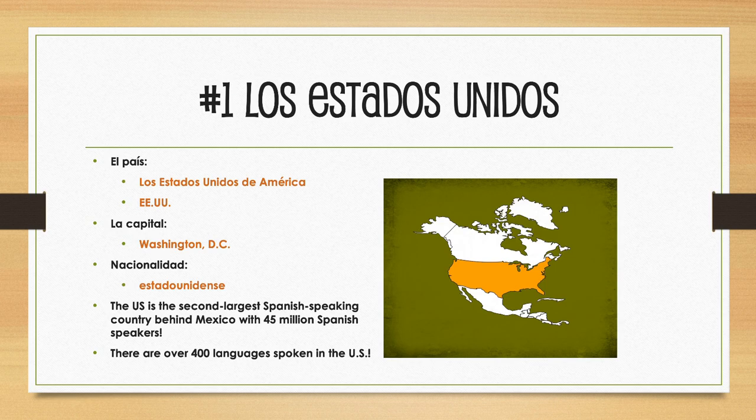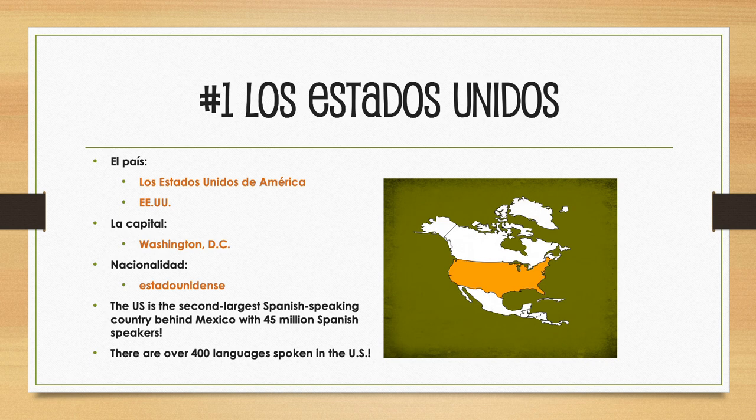The first Spanish-speaking country is Los Estados Unidos, the United States. The full name of the country is Los Estados Unidos de América, and it is abbreviated in Spanish EE.UU. In Spanish, if a word is plural and you abbreviate it, you put 2 of that letter. So EE for Estados, plural, and UU for Unidos, plural. The capital city is Washington, D.C., and our nationality in the U.S. is considered estadounidense. Not Americano, because that's the whole continent, right?